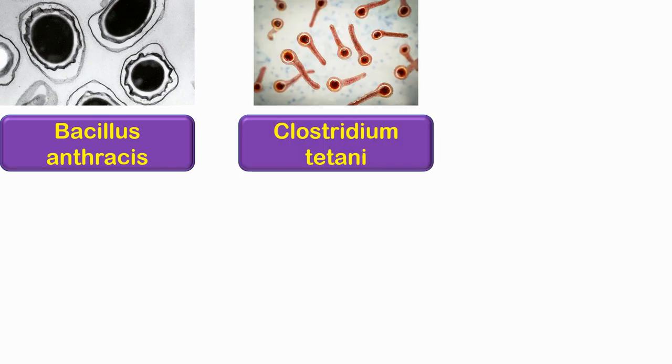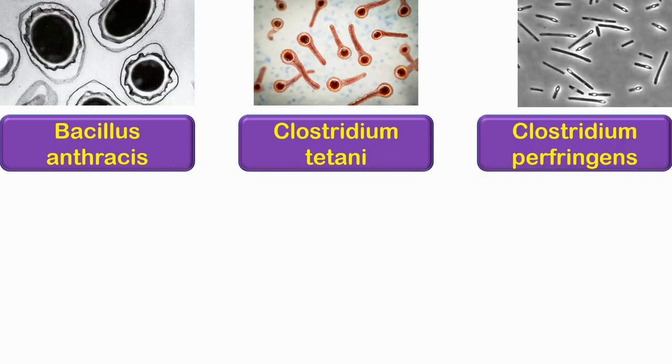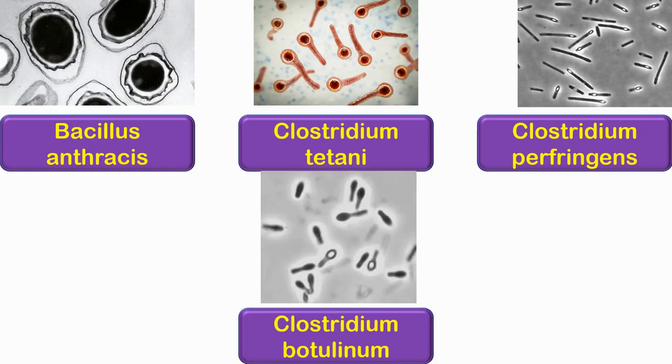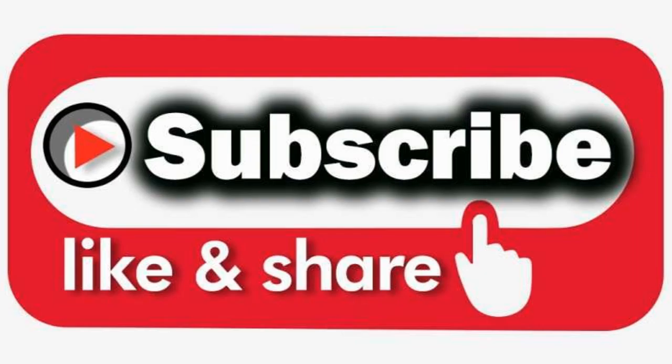Now, what is the medical significance of spores? Bacillus anthracis is an ideal agent of bioterrorism in its spore form. Clostridium tetani spores cause tetanus. Clostridium perfringens spores cause gas gangrene. Clostridium botulinum causes botulism. Spores inhabit soil and dust. Therefore, it becomes essential to ensure destruction of spores where sterility is required, especially for surgical procedures and implantable devices.